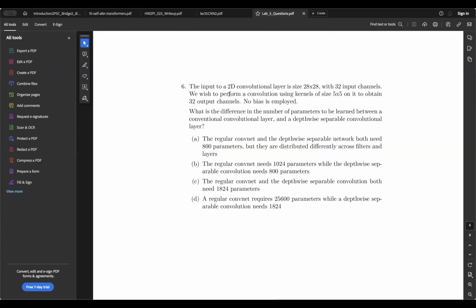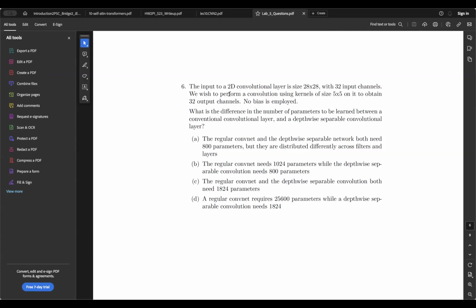We know that each filter has to have the same number of channels as the input. So if you have an image with 3 channels, the filter that you're going to apply to this image should also have 3 channels. And if you want an output of 32 channels, then you must have 32 filters, each with 3 channels. Then we can consider the kernel size.